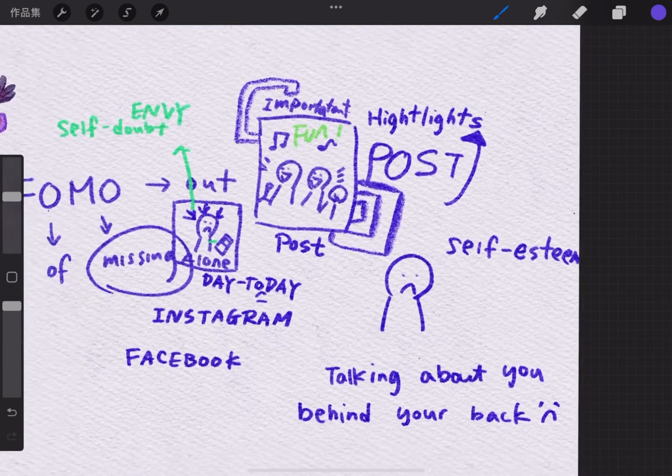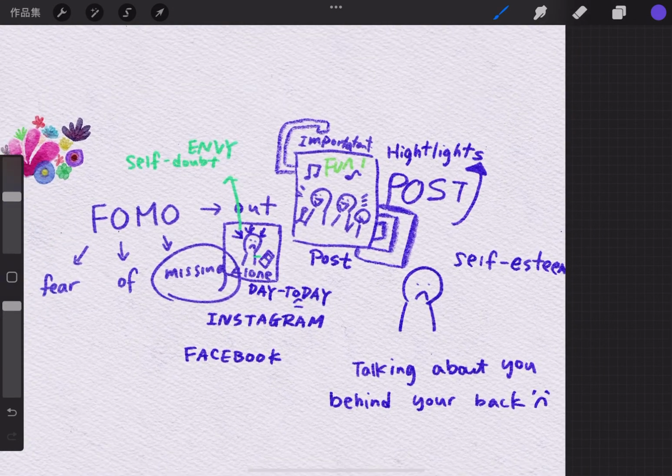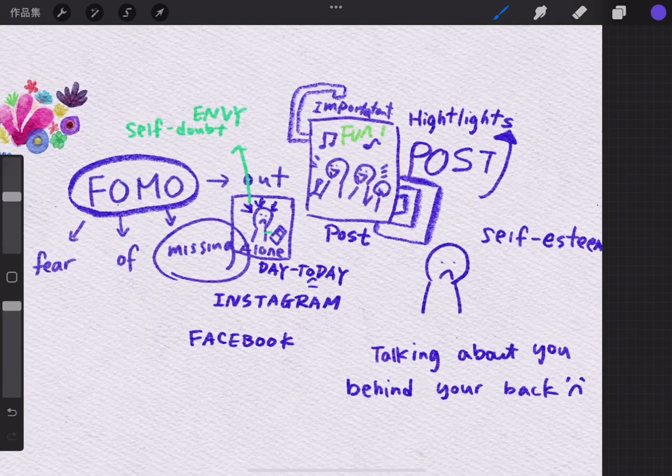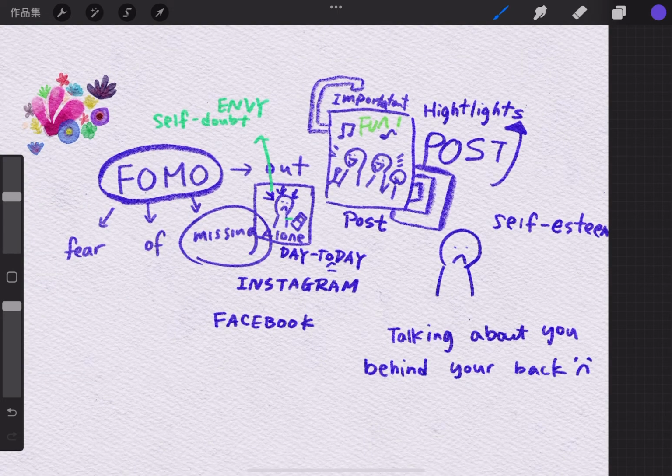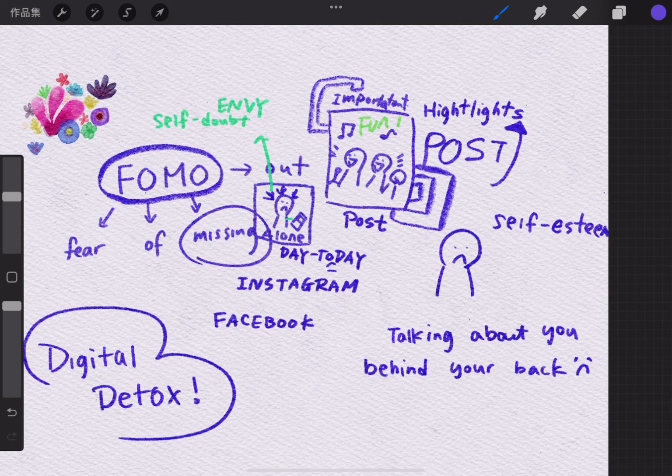Yeah, so that's fear of missing out. It's actually a pretty serious issue, so don't let it get to you, and really try to do a digital detox. Super important.